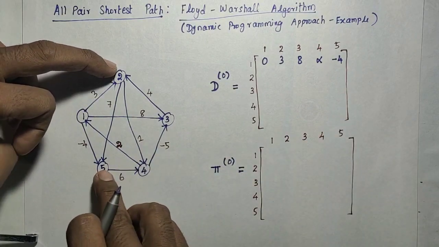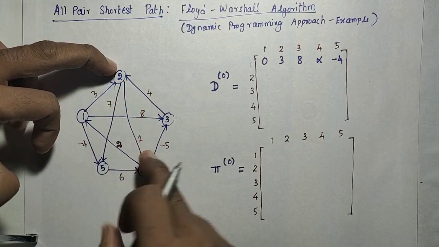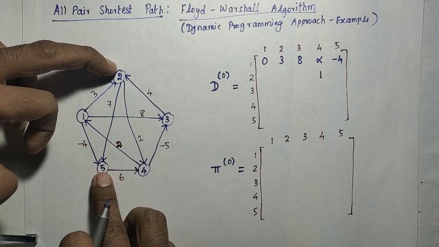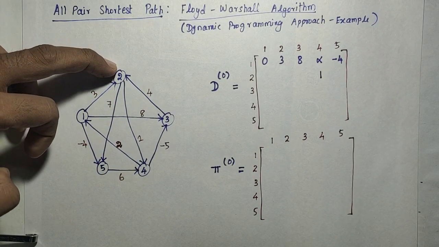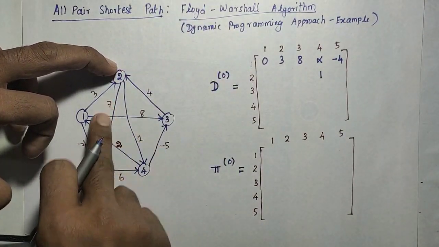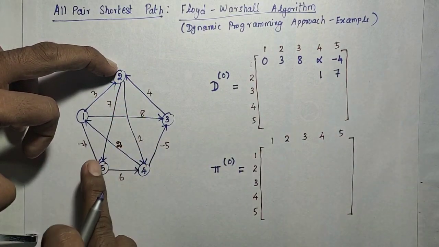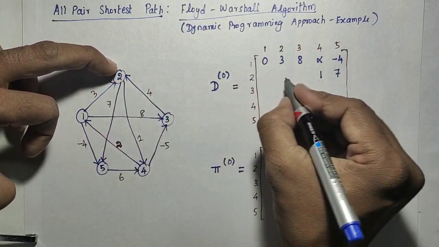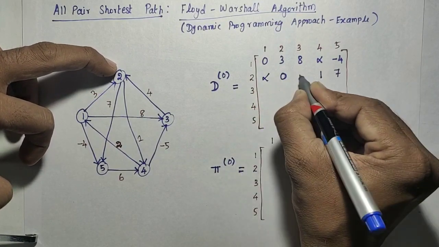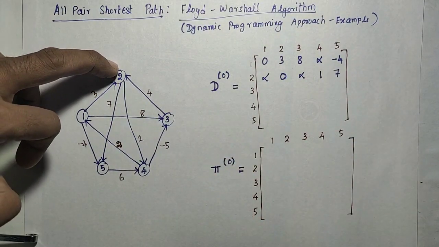For node 2, there are only two leaving edges: 2 to 4 and 2 to 5. 2 to 4 is 1, and 2 to 5, sorry, is 7. All others, 2 to 2 will be 0, and 2 to 1 and 2 to 3 will be infinity. Like that we need to fill all these values.